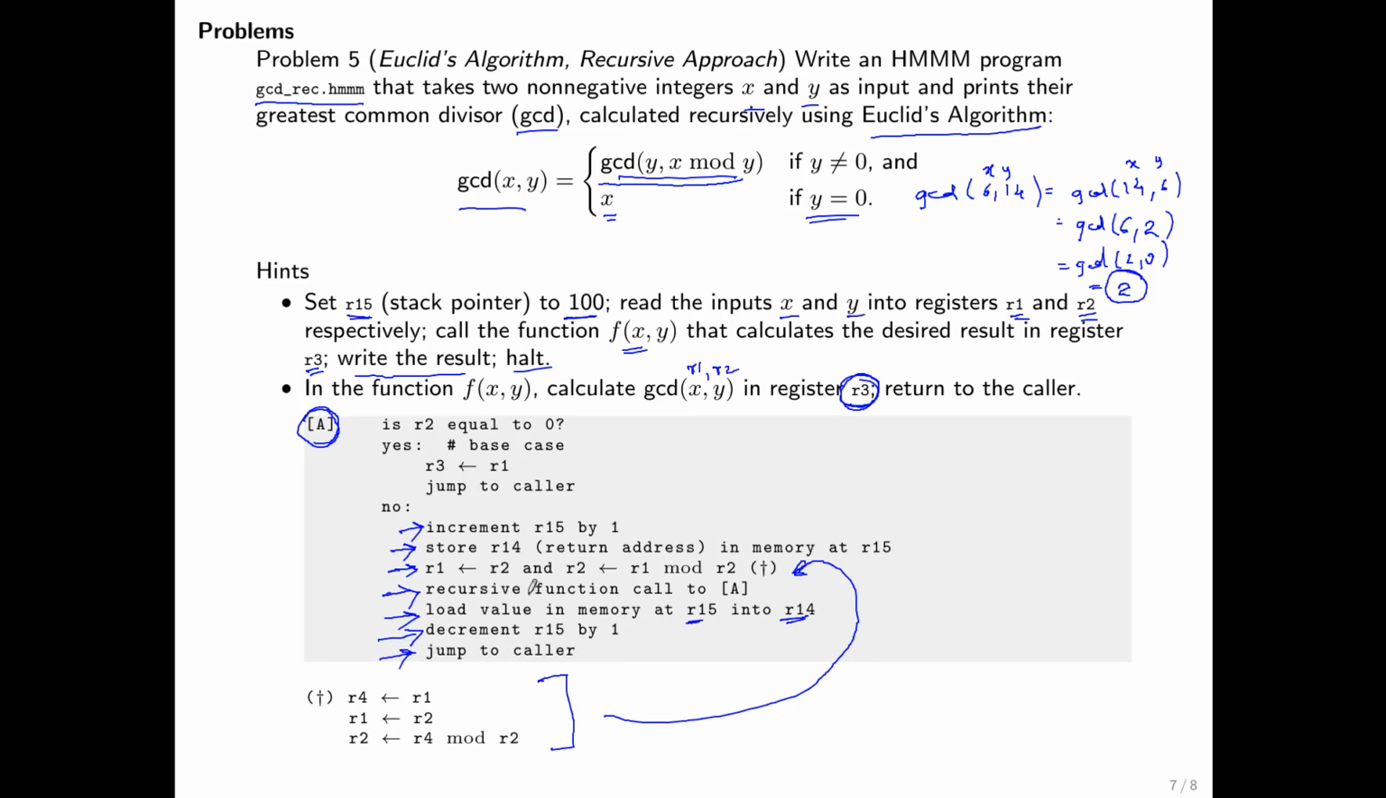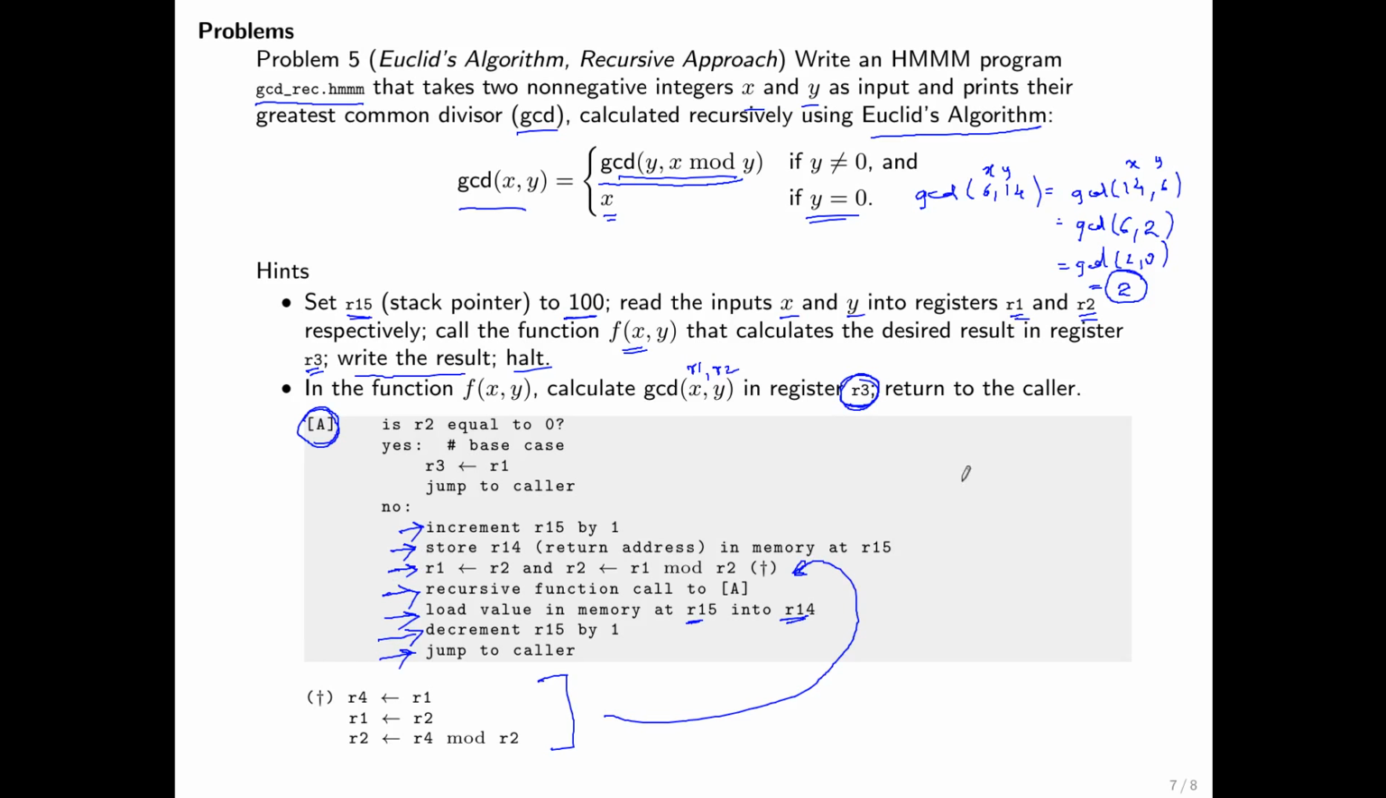Now here again, notice that this value R2, since we are calculating it as the remainder of R1 and R2, R2 is going to constantly shrink, right? And it's eventually going to become 0, which means at some point the base case is going to be true, and in which case we set the result register R3 to R1 and jump to the caller. Okay, so this recursion is eventually going to terminate, which is what I'm saying. All right, so that's how you need to implement this program.